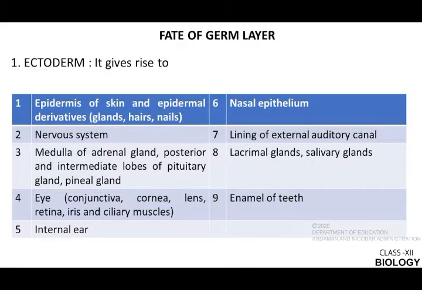Now see the clippings. This is the first layer, that is the ectoderm, the outermost layer which lines the trophoblast. This ectoderm gives rise to what things? Epidermis of skin, epidermal derivatives like glands, hair, nail, nervous system and medulla of adrenal gland, posterior and intermediate lobes of pituitary gland, pineal gland, eye and internal ears, lining of external auditory canals, lacrimal gland, salivary gland and enamel.